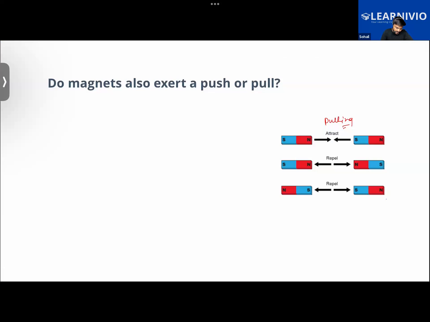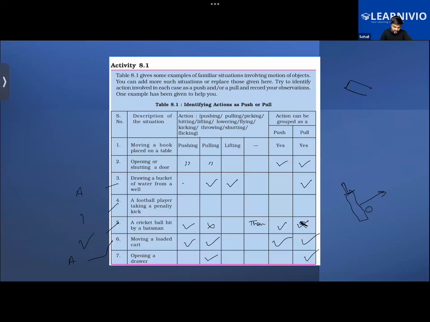Do magnets also exert a push or pull? Yes, they also exert a push or pull. It depends upon the type of poles that are brought close to each other. Unlike poles would be attracting, like poles would be repelling each other. North or the south pole repels each other.